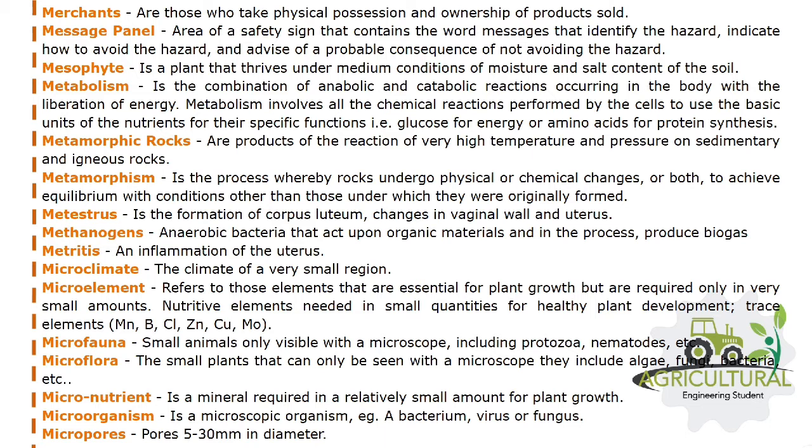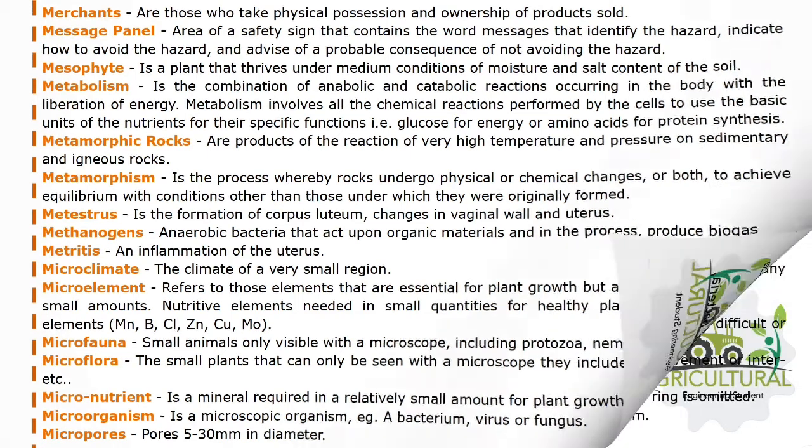Micronutrient is a mineral required in a relatively small amount for plant growth. Microorganism is a microscopic organism, for example, a bacterium, virus, or fungus. Micropores, pores 5 to 30 mm in diameter.